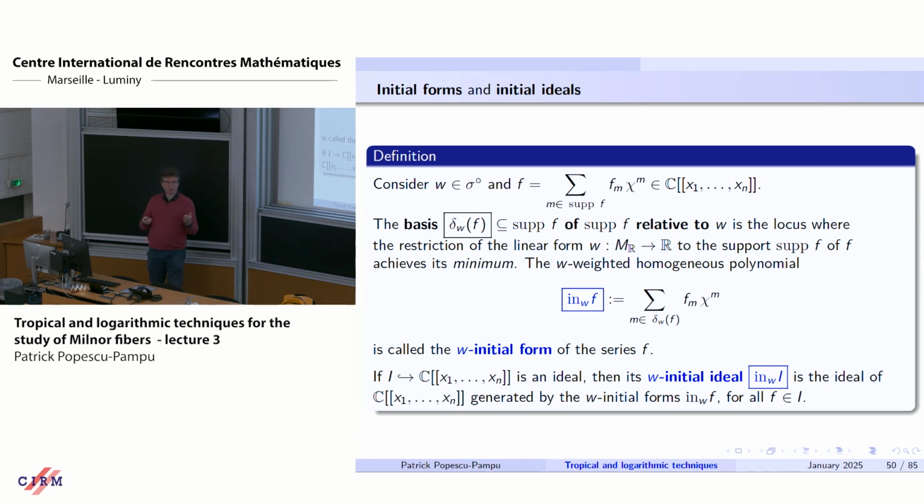The basis of computing local tropicalizations for defining series is to fix a weight vector, which means that each variable has a positive weight, and then to look at the part of a given series of smallest degree with respect to that weight vector, which is called the initial form with respect to W of the series F. And if we have an ideal, then simply we have to take the initial form of each element of the ideal and to look at the corresponding ideal, the initial ideal with respect to W.